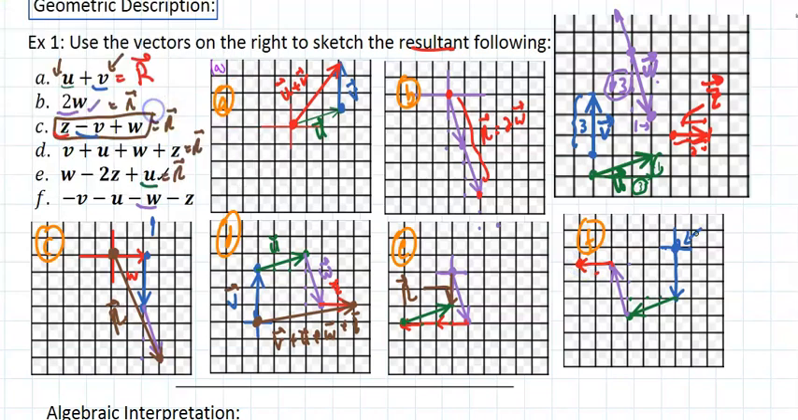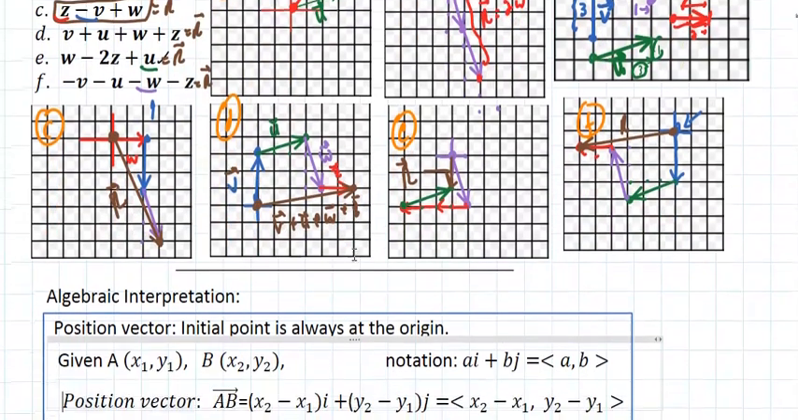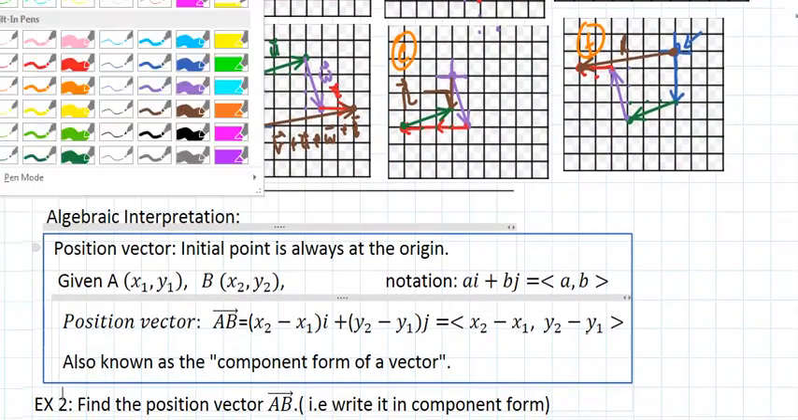How do I find the resultant? Go in a straight path from where you dropped off your baggage to where to pick it up. That's what all of those are. And there it is. That's the geometric description. Algebraic description, we're going to do everything that we just did, but we're going to do it using algebra. That takes a bit longer.